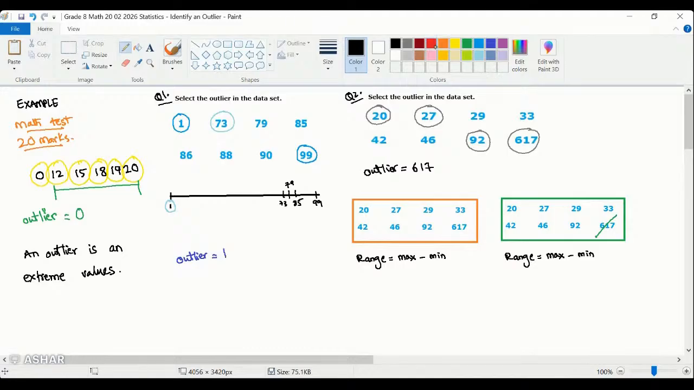So in this case, if we want to find the range, the maximum was 617 minus the minimum, this was 20. Agreed? So the range comes out to be 593, I think. No, 670 minus 20, 597, right? So we can say the range comes out to be 597.